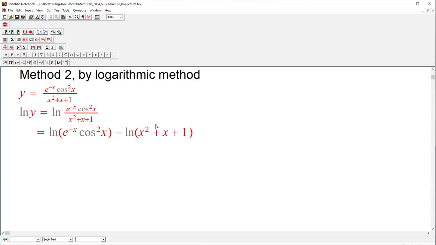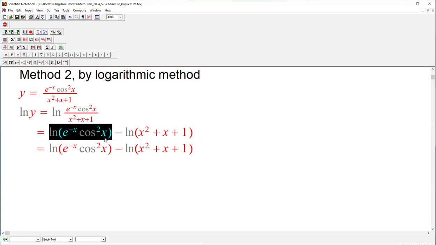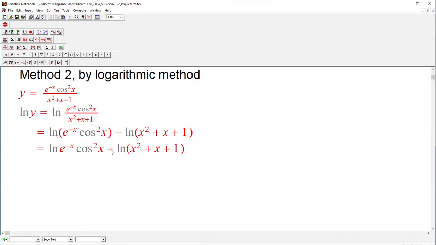And the first term can also have the product rule applied to it. The product rule can apply to this first term. So that's going to give us ln of e to the power negative x plus ln cosine square x. Put this in parentheses if you want to. This one you don't have to.